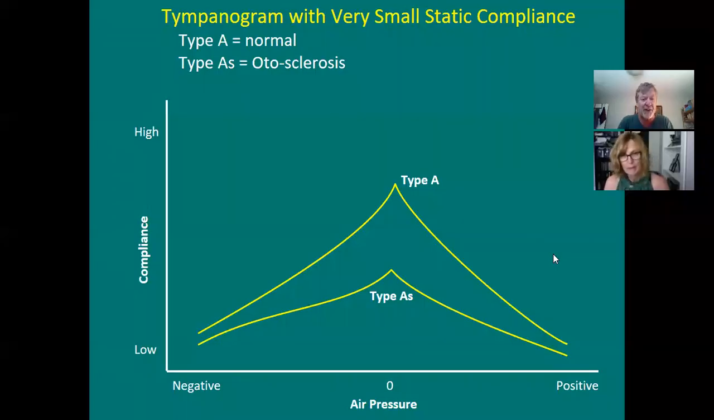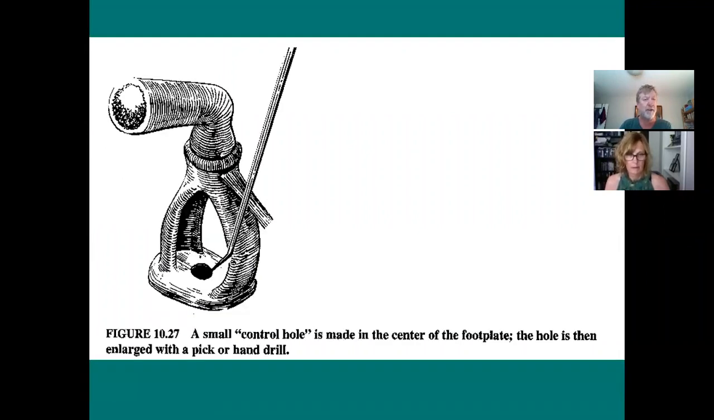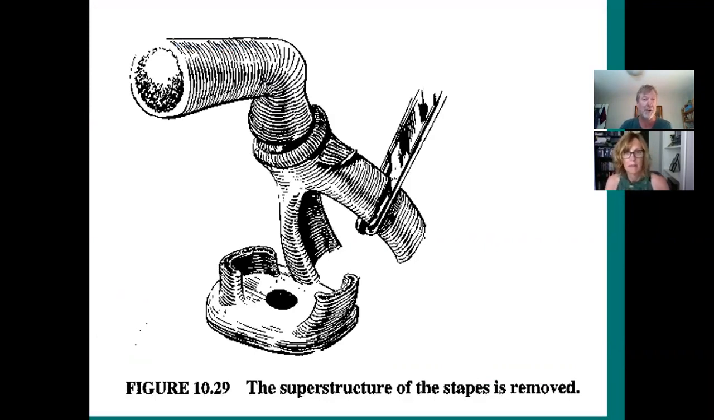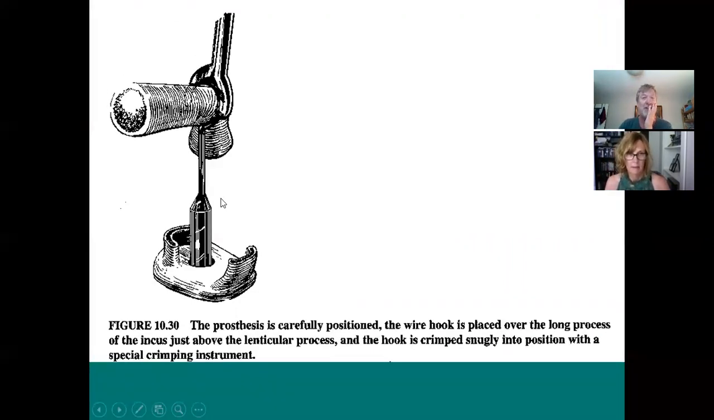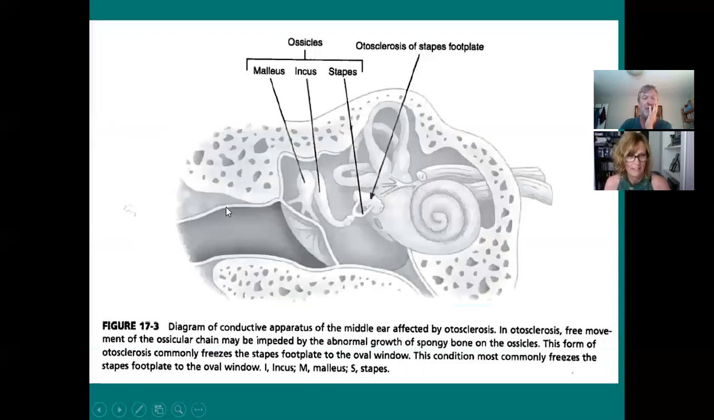Now, when you're looking here at otosclerosis type As tympanogram, look at what they do. The proper length of the prosthesis is measured. Then they put a hole in the footplate of the stapes. Then they cut away the crura of the stapes and snip away the tendon for the stapedius muscle. They snap it off the neck of the incus, as you can see on the right here. And then they put in a prosthesis. Here's the neck of the incus bone, and they put in a prosthesis. Weird. There you go, they put fat in it to make it stay.